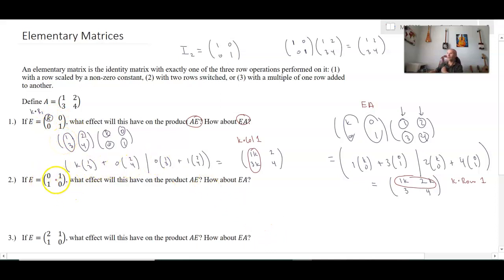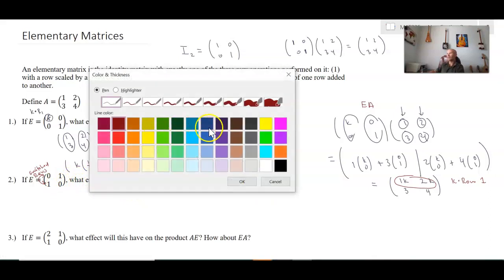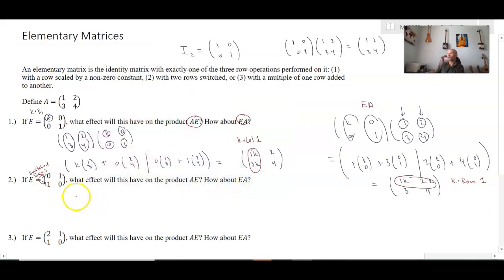Now, what effect will this have? Notice that here all that's happened is the rows have been switched. And what I mean by that is relative to the identity matrix, the rows have just been interchanged. That's all that's taken place. So if we now take AE, so we'll take 1, 2, 3, 4 times 0, 1, 1, 0.